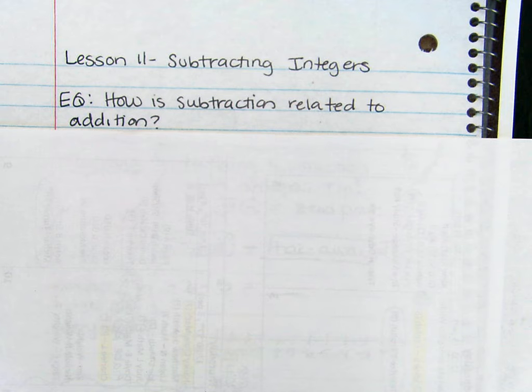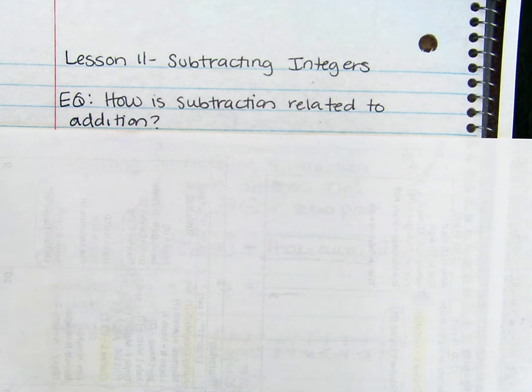Today's lesson is lesson 11. This is out of our second unit, okay? And our focus today is on subtracting integers. Now, as we learned about in lesson 10, an integer is a positive, negative, or zero whole number, okay? So we're going to continue to subtract negative and positive numbers together, and we're going to learn about it right now. Your essential question for today is, how is subtraction related to addition?